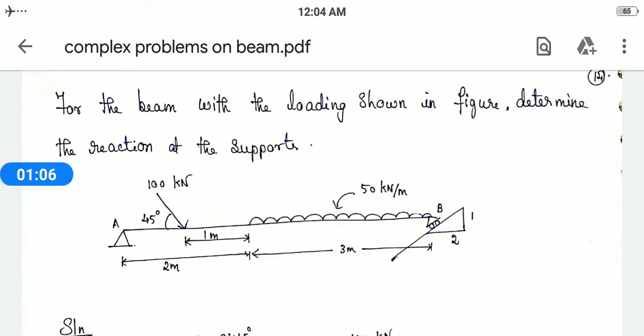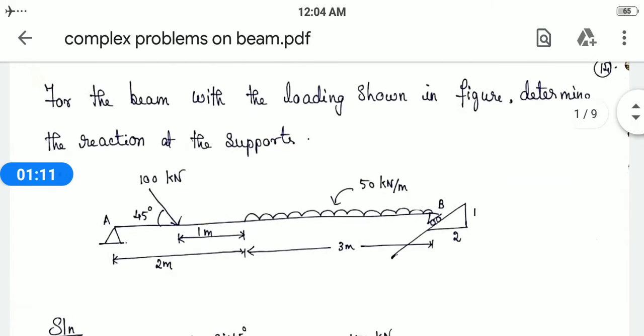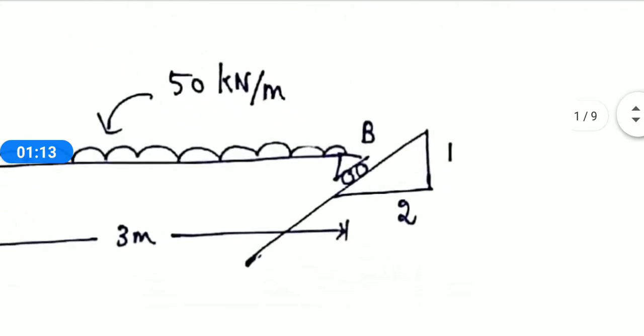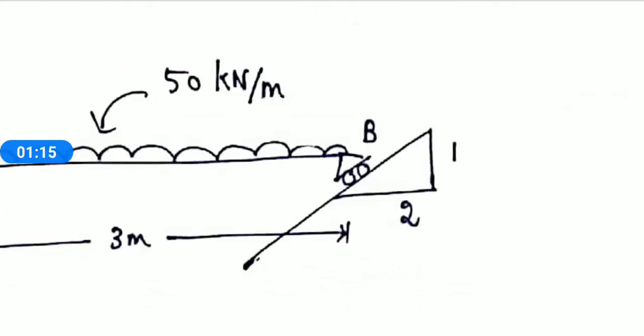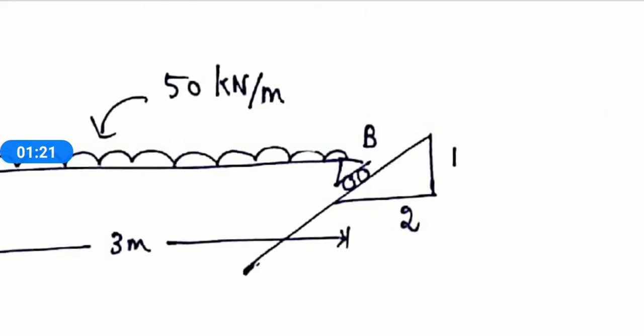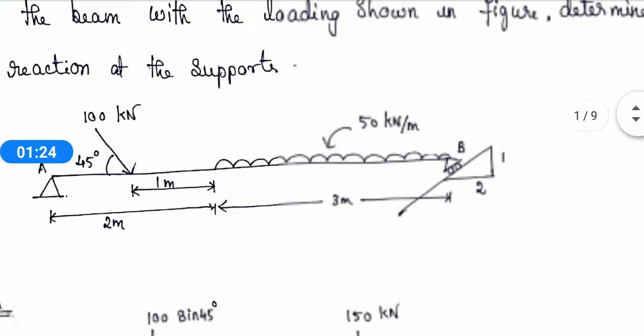The difference between this sum and the previous sums is that here the support is inclined. In our previous problems, only the loading condition was inclined, but here the support itself is inclined. So how do we resolve this? We'll see now.